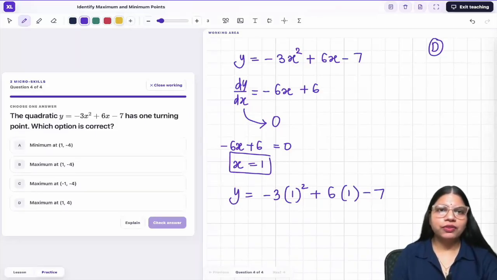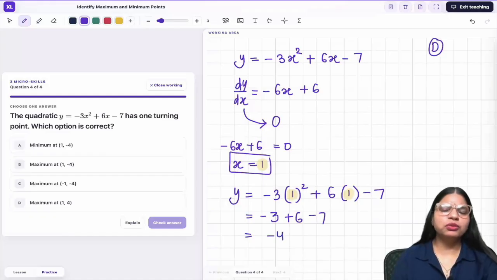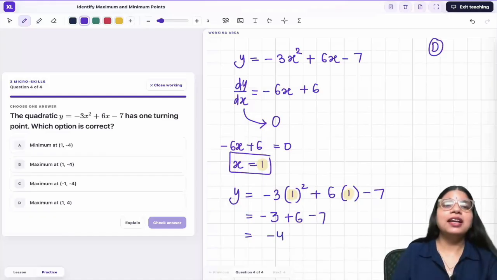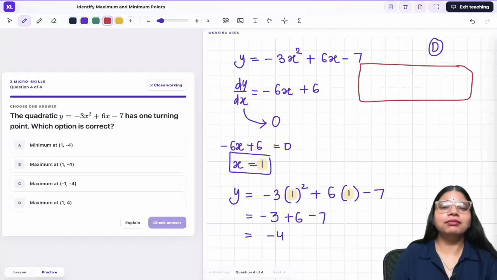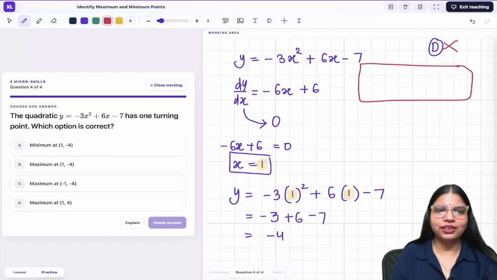So -3 times 1 squared plus 6 times 1. What we did over here, I really love highlighting, so I'm just highlighting it. It's just the value of x we found earlier, and we are substituting it to find y. So -3 times 1 squared is -3, plus 6 times 1 is 6, minus 7. That gives us -4. Oh no, -4. So obviously I'm losing it. I mean, the answer is correct, but my guess is not. I guessed it wrong.